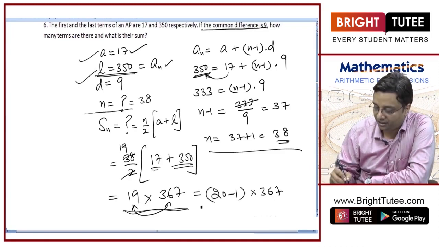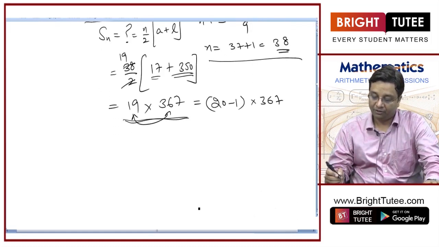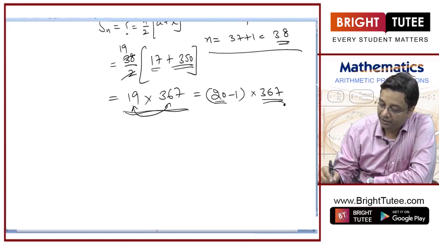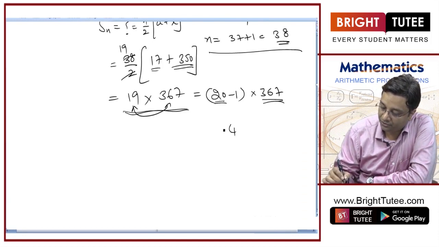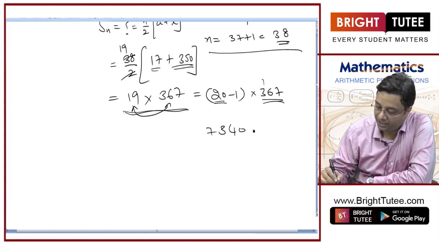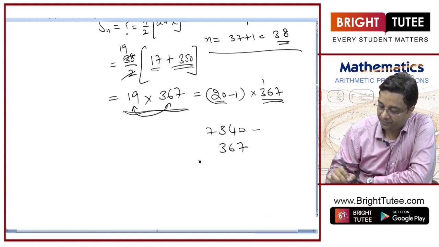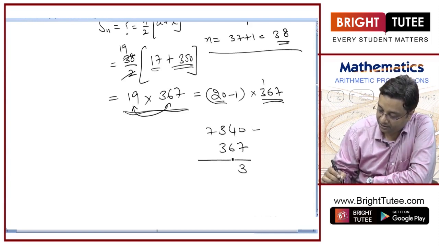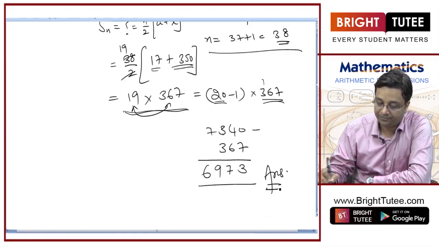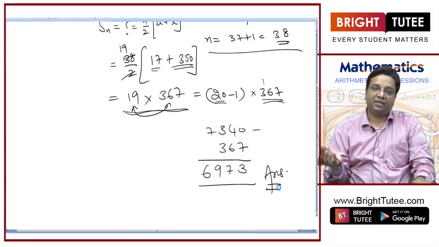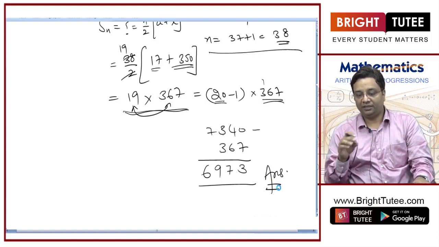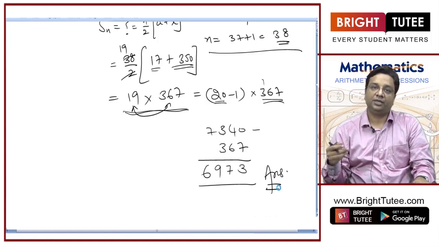Now the calculation will become a little simpler, because now you have to multiply it by 20, which is simple. 7340 minus 367, right? So 10 minus 7 is 3, 13 minus 6 is 7, 9, 6. So this is your final answer, right? If you have to multiply something by 19, you can multiply it by 20 minus 1 also, right? This is just to make the calculation simpler.